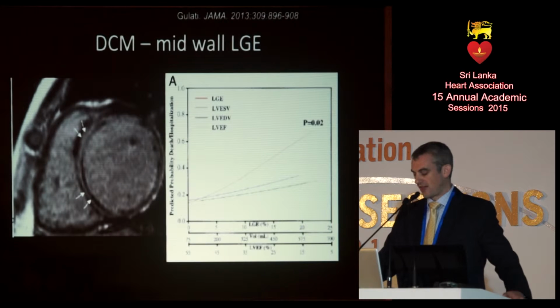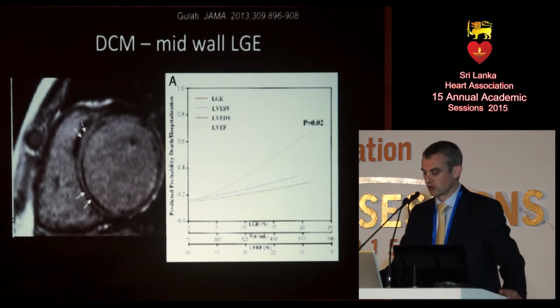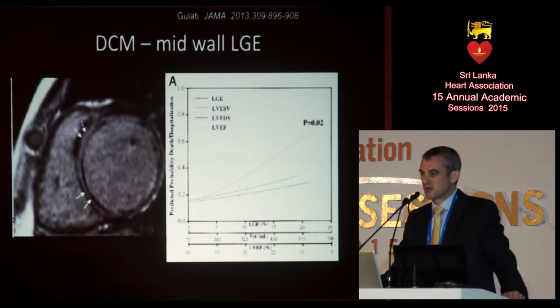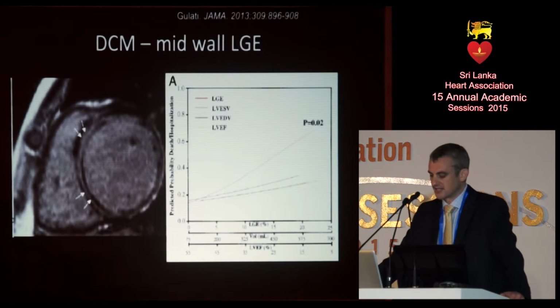And what they found was, even after adjusting for ejection fraction and other conventional prognostic markers, both the presence and the extent of fibrosis was an independent predictor of all-cause mortality. So we're getting independent prognostic data from MRI in these patients.